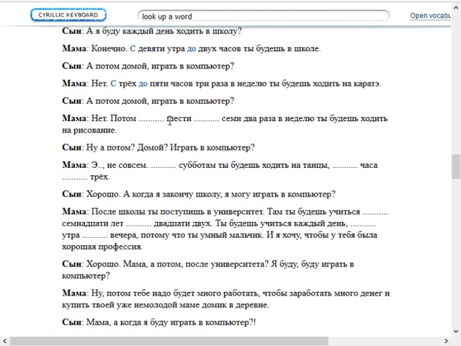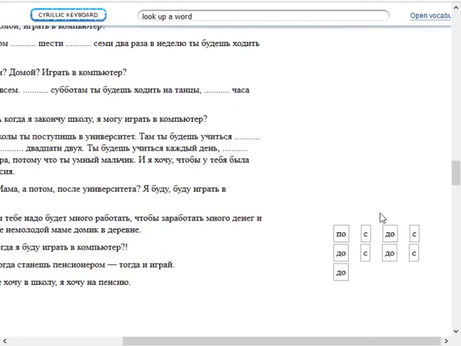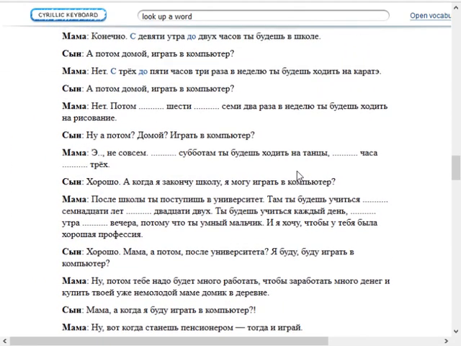In fact, if you look at the stuff that you fill in here, there's only one "po". Everything else is "do", so this should be fairly easy. It's almost all "dos" except for one "po".